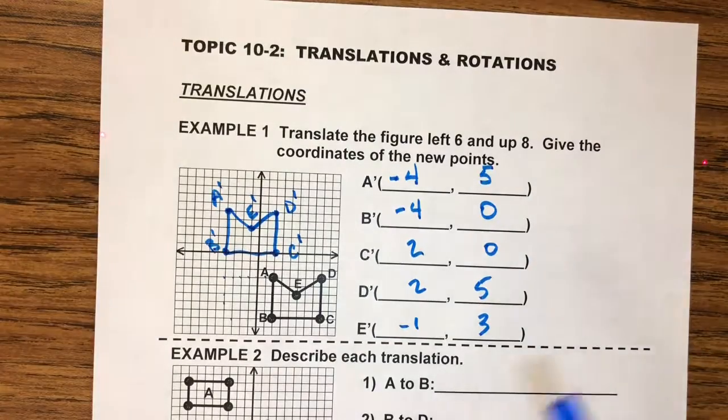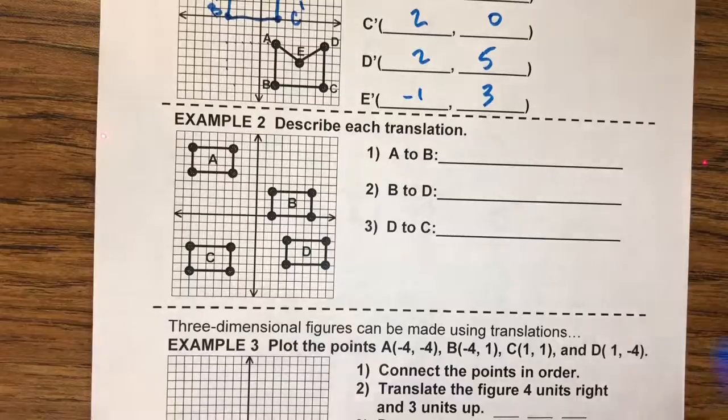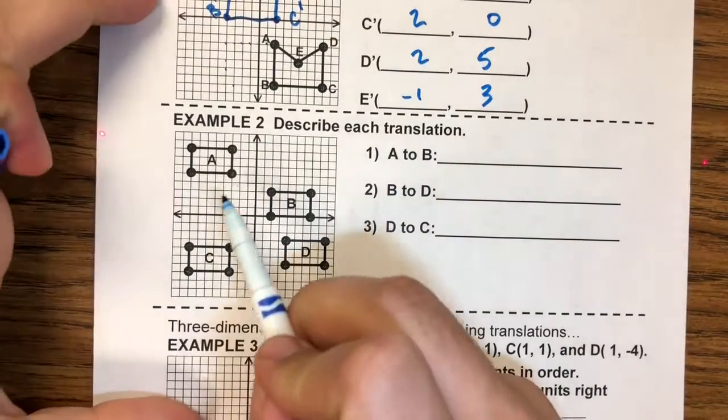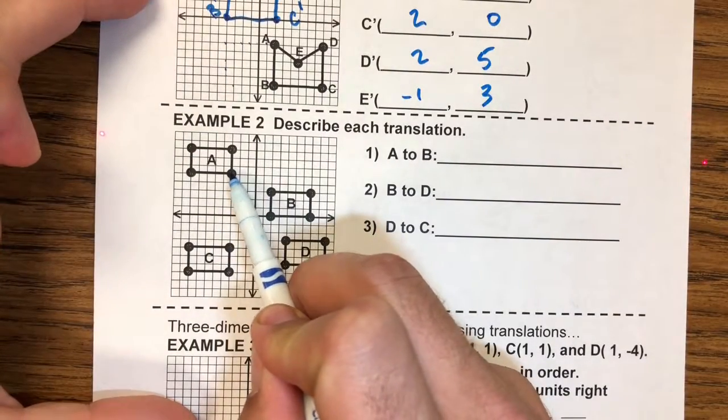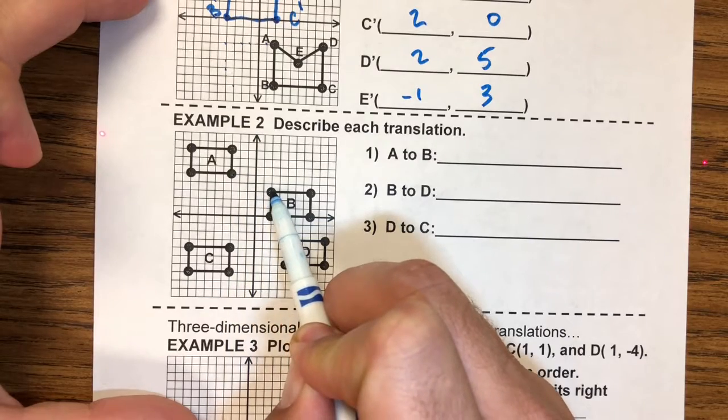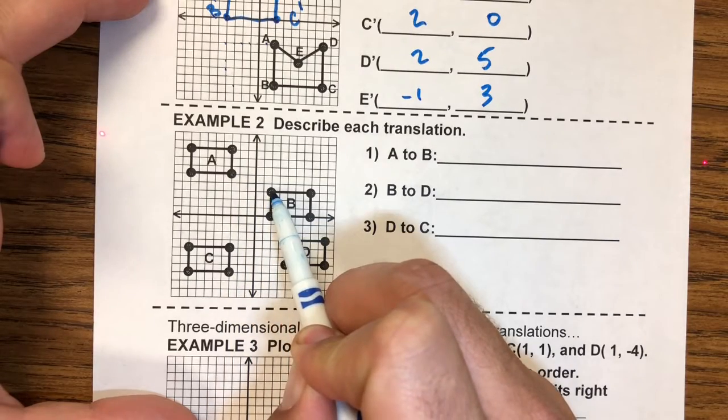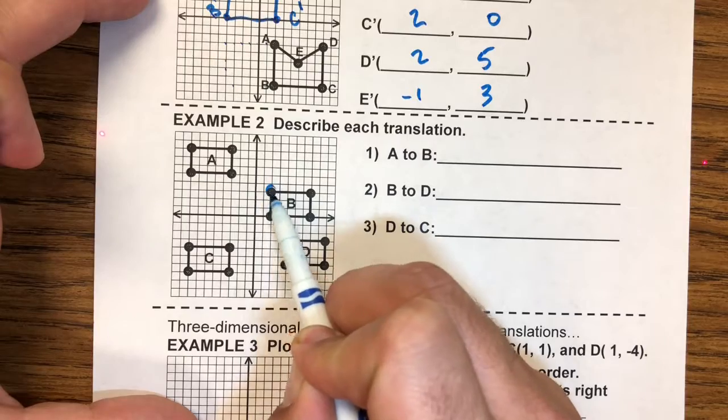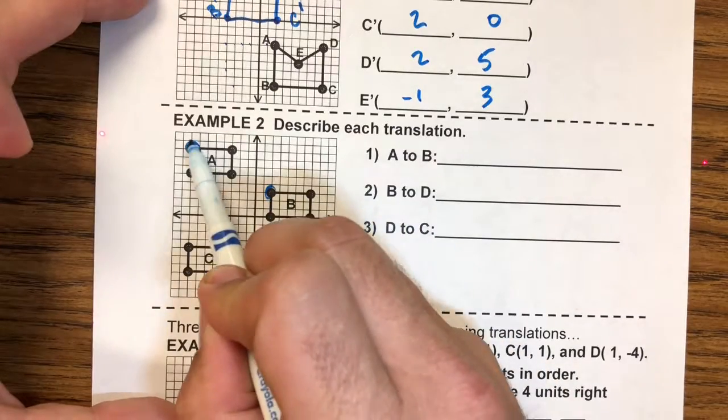Okay, on example 2, we want to describe each translation. We want to go from A to B. And a lot of times where the most common mistake is made is that people will go from this corner of A to this corner of B. And that's going to get you a wrong answer. This corner right here of B matches up with this corner of A.